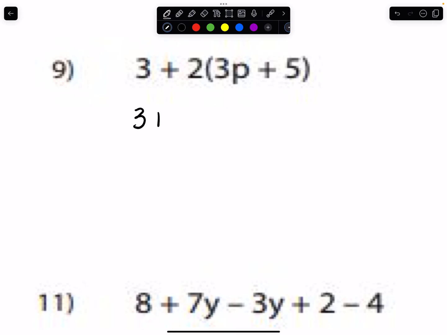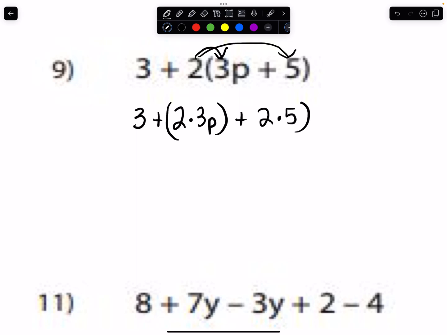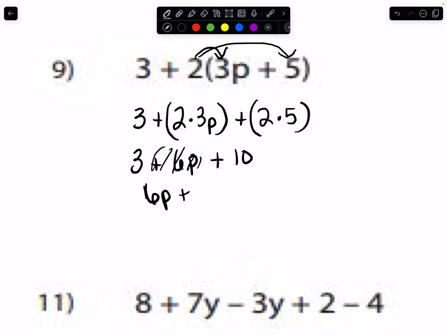Okay, the 3 doesn't change, but I'm going to bring down this while distributing. 2 goes with 3p. Put it in parentheses, bring down the plus. 2 goes with 5. Put it in parentheses, and now we do the math. 3 plus 6p plus 10. Rearrange so that your letters are first. 6p goes in the front, plus 3, plus 10. Combine these two because they're the same. You get 6p plus 13.